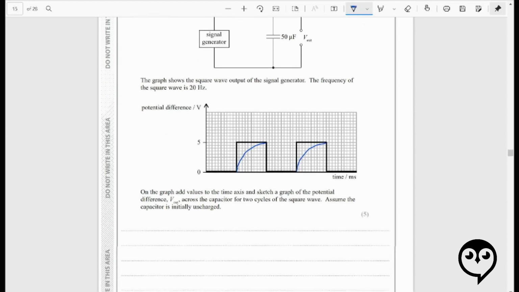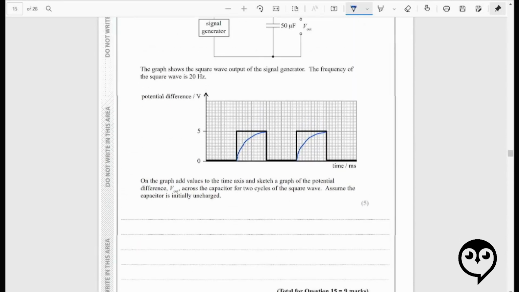Assume the capacitor is initially uncharged. We've done that. Do we need to write something? Add the values to add values to the time. Oh, okay. So 20 hertz. So 20 hertz is 20 waves per second. So the period is going to be 1 over 20. So that's 0.05.